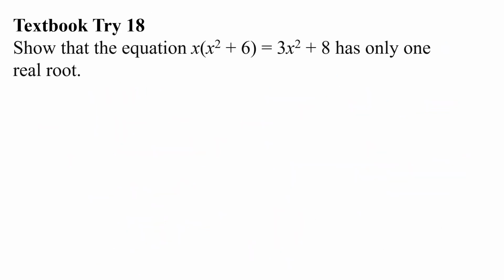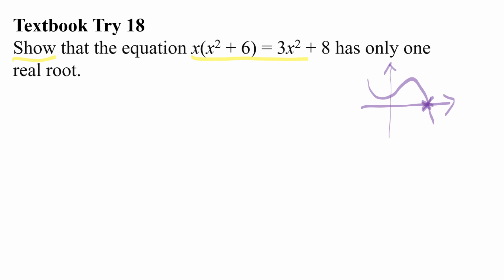Alright, let's look at another question. In this question, we are asked to show that the particular equation has only one real root. Not to worry, when the question asks you to show something, it basically means you just need to solve it as per normal, and the answer you get at the end will have only one real root. If you recall the types of curves that we were talking about earlier on, it will be something like this. There's only one real root here.